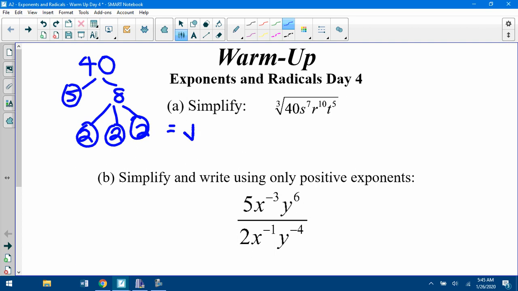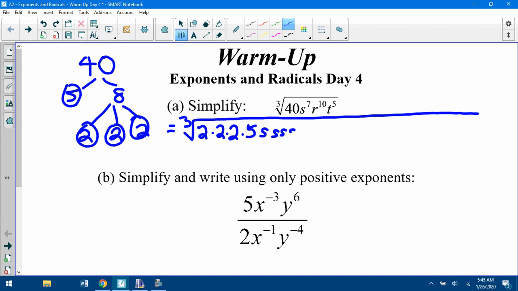All right, and we did this two ways. So I'll do the long way, where you list out all the prime factors, so 2 times 2 times 2 times 5, and then also all the letters, so 7 S's, 10 R's, and 5 T's. All right, and then since it's a cube root, what are you looking for? Groups of 3. So there's 3 2's, so we'll get a 2 out front for sure.